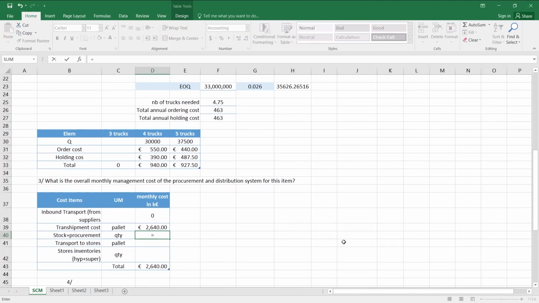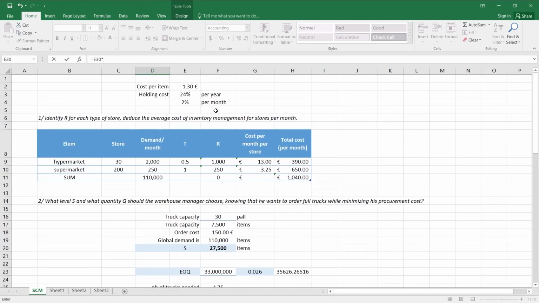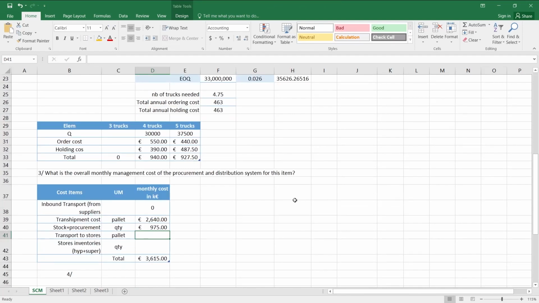Okay. Now for the stock plus the procurement, we are going to take the quantity related to the 5 trucks option, which is 37,500 items, times our holding cost, which is 1.30 times the monthly holding cost, and that will give us 975 euro.